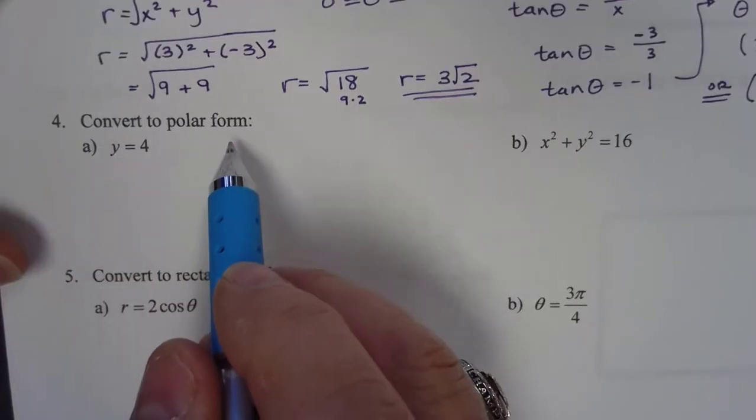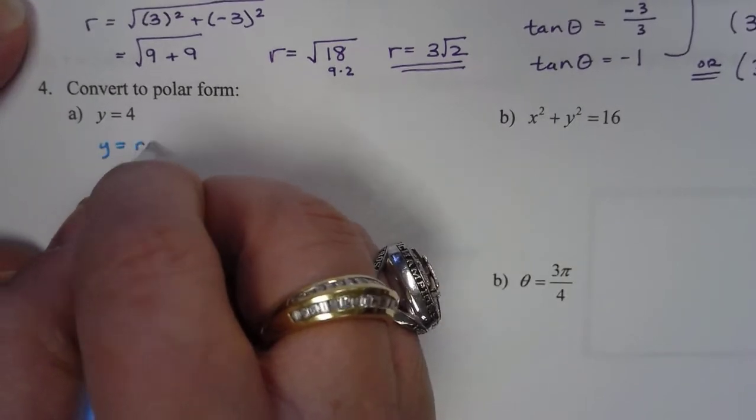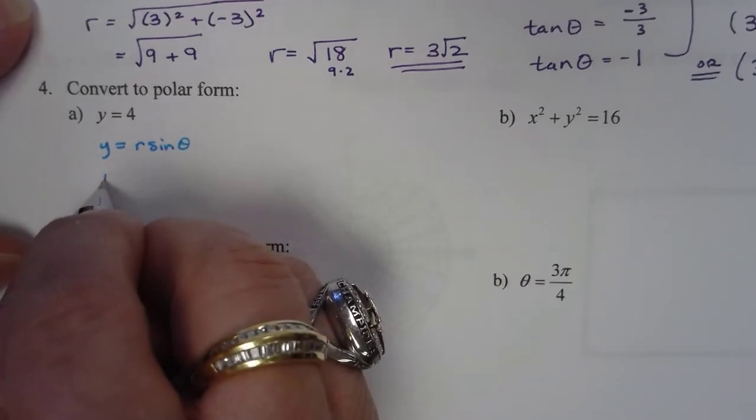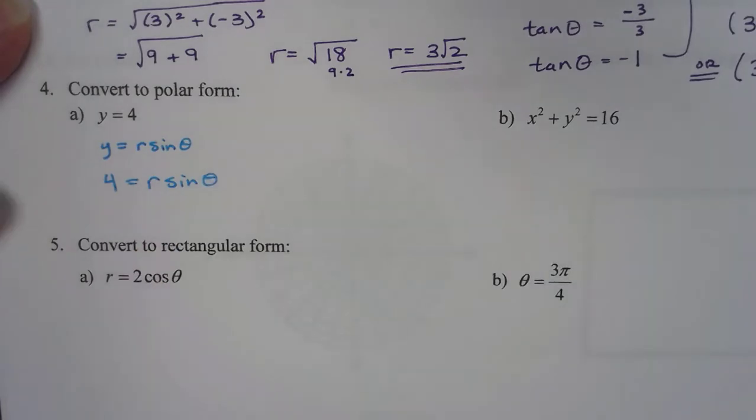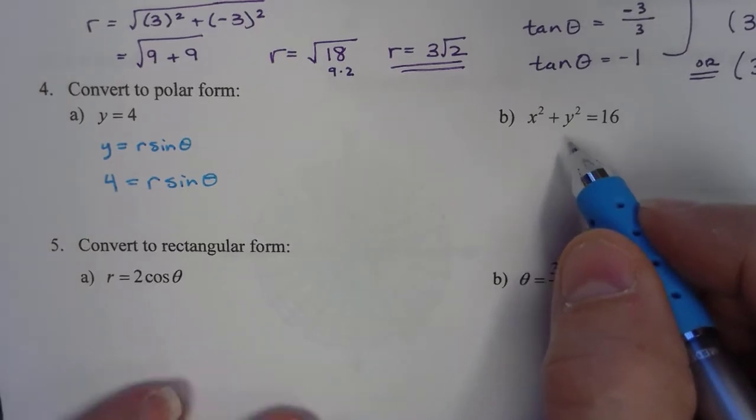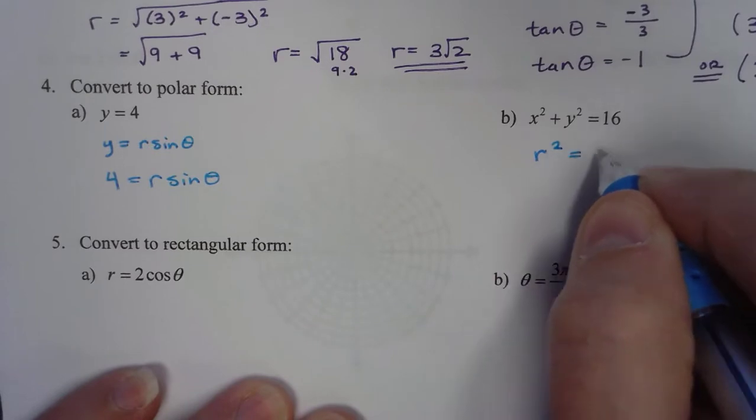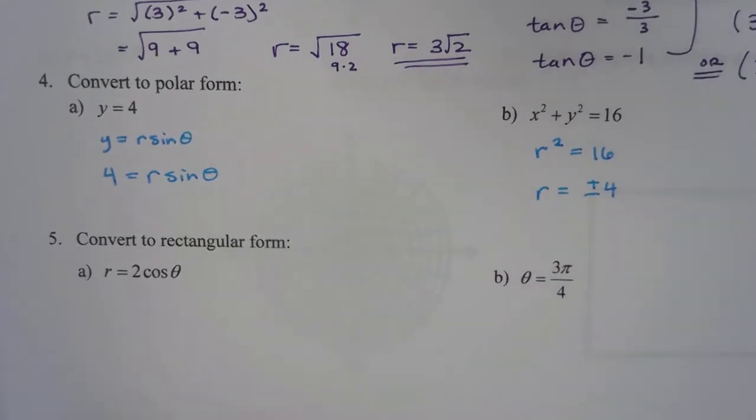So converting y equals 4 to polar form: we know that y is r sine theta. Converting it to polar form is 4 equals r sine theta. That's it. That's all you can do. What about x squared plus y squared is 16? We know that this makes r squared equal to 16. So r is plus or minus 4.